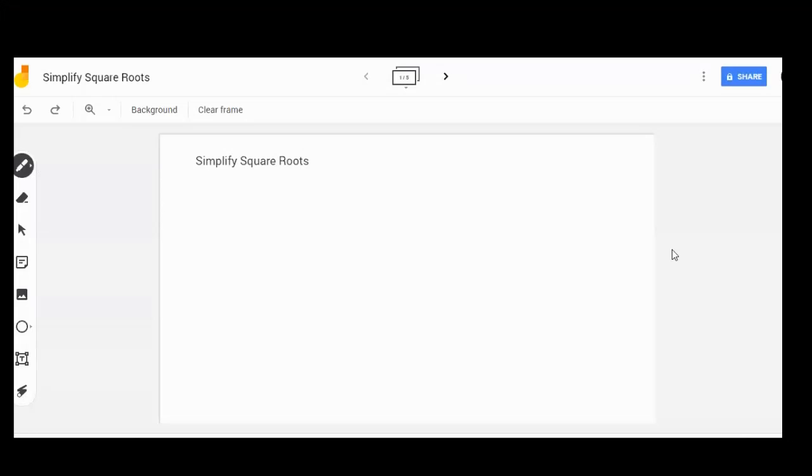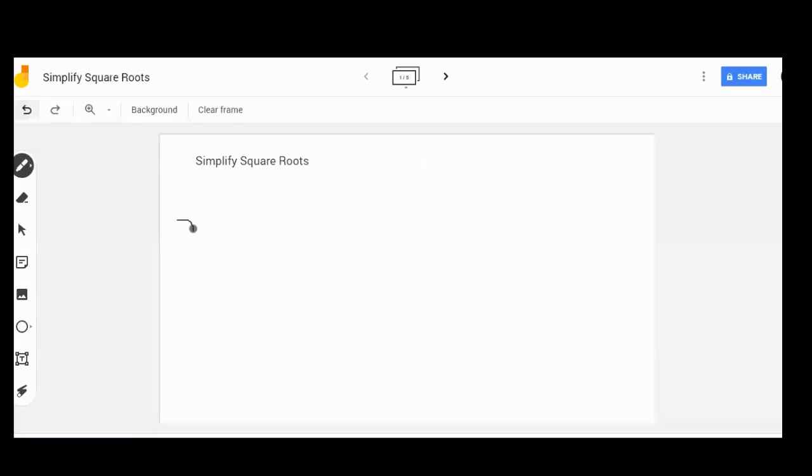Hello guys, in today's video we are going to learn how to simplify square roots, and we are going to take a look at this in what I feel like is the easiest, quickest way possible to simplify square roots. But before we get into how to do it, let's talk about what a square root is.